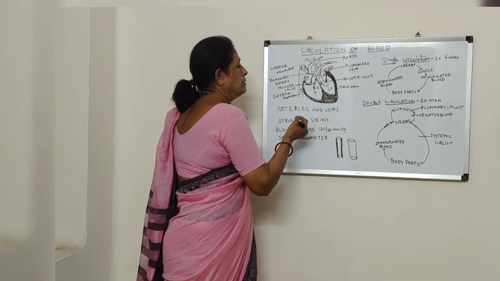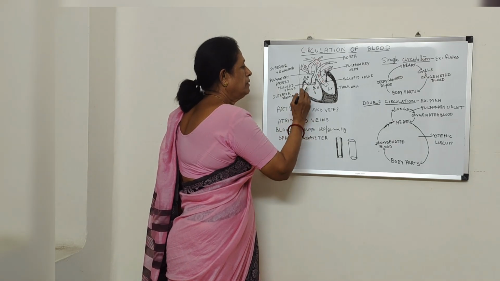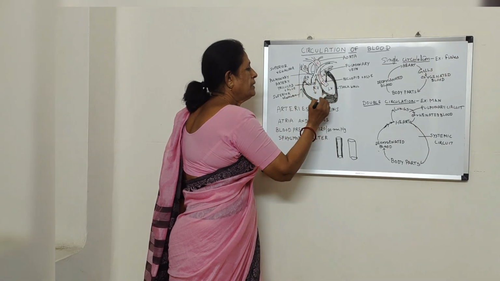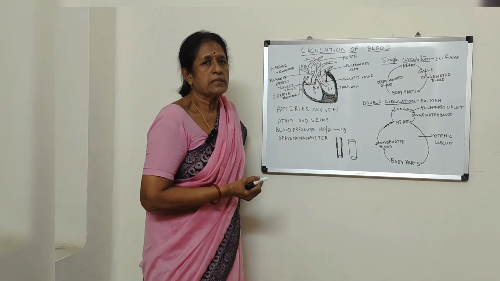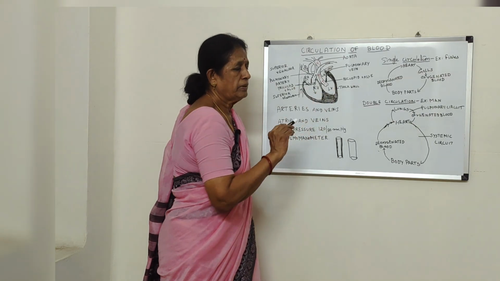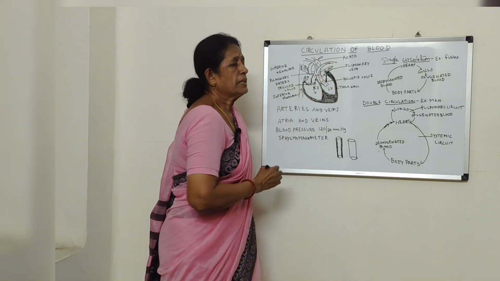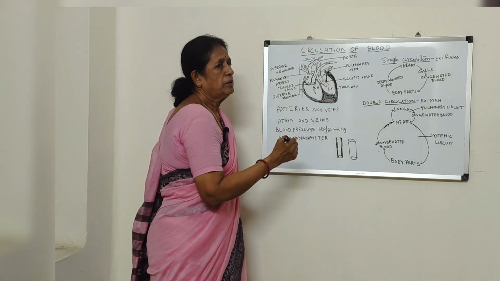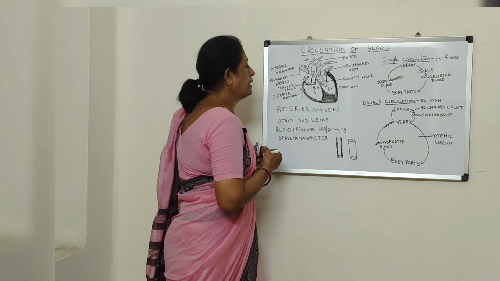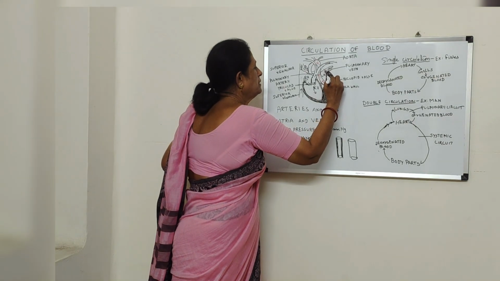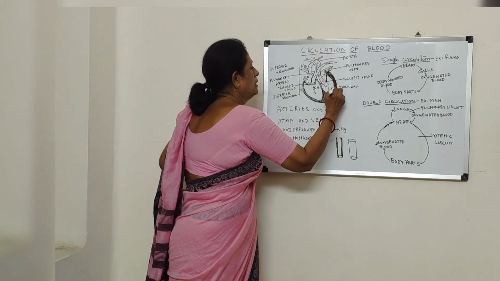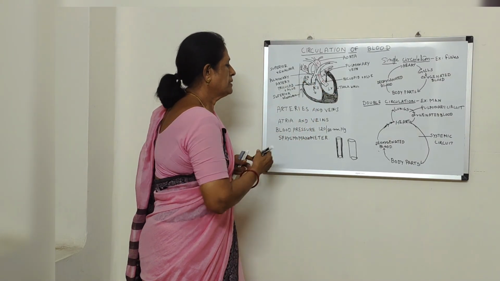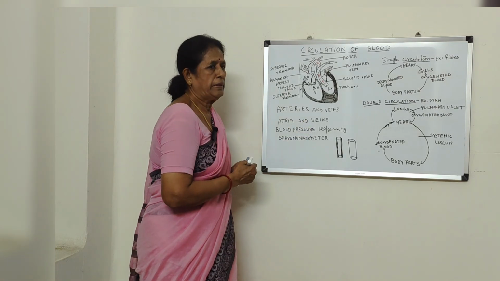And these are the main differences: the walls of the atria are thin, whereas the walls of the ventricles are thick. Why? Because they have to pump blood to various body parts. That is why the walls of the ventricles are much thicker when compared to atria. These are the main differences between atria and ventricles.